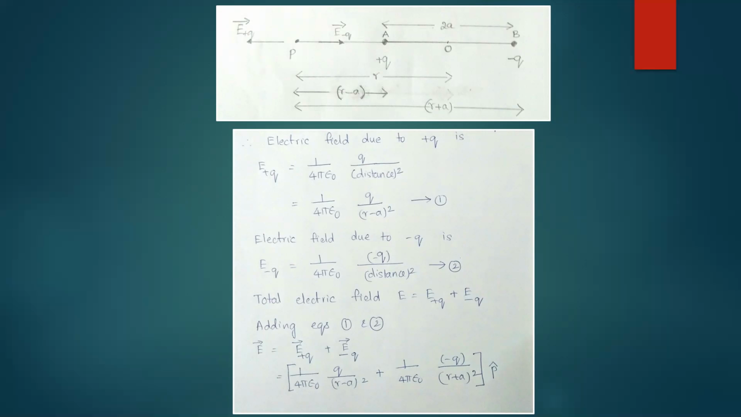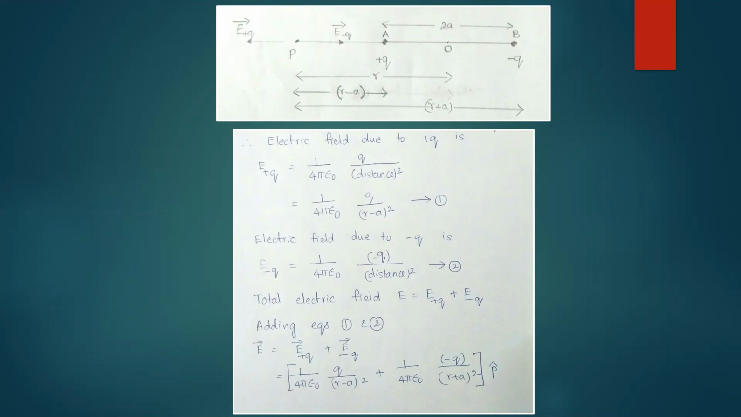Therefore, E plus Q is equal to 1 by 4 pi epsilon naught Q by (R minus A) whole square. Equation number 1. Now let us see the electric field due to minus Q. Electric field due to minus Q, E minus Q, is equal to 1 by 4 pi epsilon naught times minus Q divided by distance square. This distance, as already we have seen, is (R plus A) whole square.